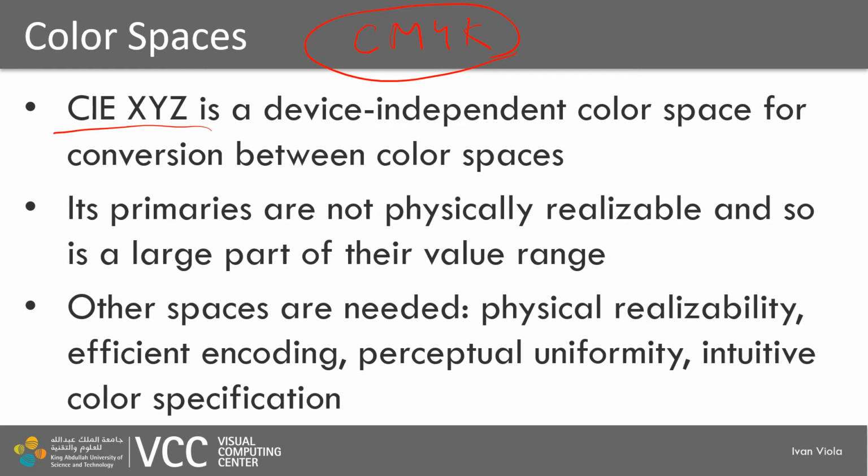Then there are other reasons. For example, we would like to have efficient encoding. We like to have the RGB color space for various computational reasons. For perceptual uniformity, we will probably like to use the LUV color space. And for intuitive color specification, there could be yet other color spaces.